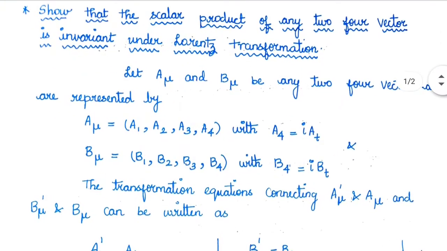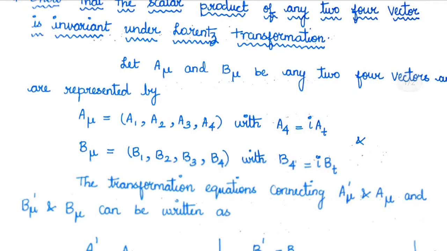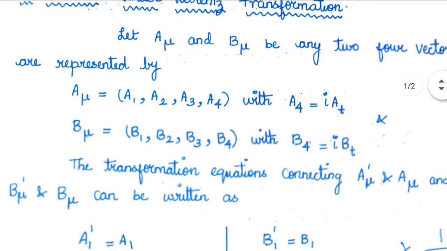by A mu with its 4 components A1, A2, A3 and A4, where A1, A2, A3 are the spatial components and A4 is the time component, with A4 equal to i times AT. In the same way, the 4 vector B mu has 4 components B1, B2, B3 and B4. Here B1, B2, B3 are spatial components and B4 is the time component.